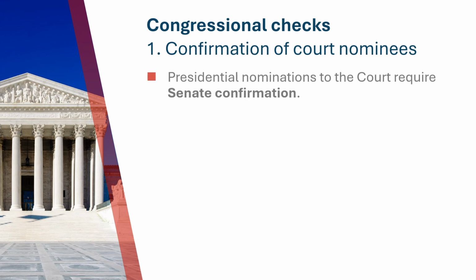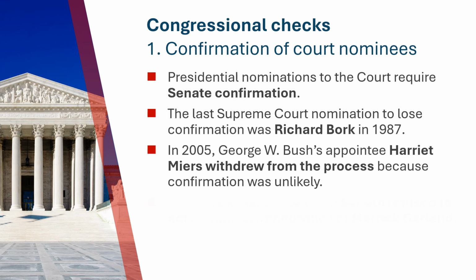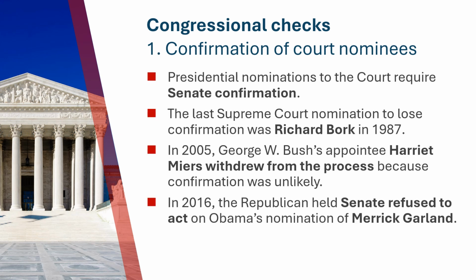Let's start by exploring the checks of the Supreme Court held by Congress. Firstly, confirmation of court nominees. Like all appointments to the executive and judiciary, presidential nominations to the court require confirmation by the Senate. The last Supreme Court nomination to lose confirmation was Richard Bork in 1987. Such rejections are rare, and nominees tend to fall out of the process before a Senate vote.